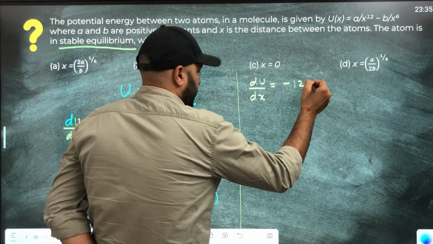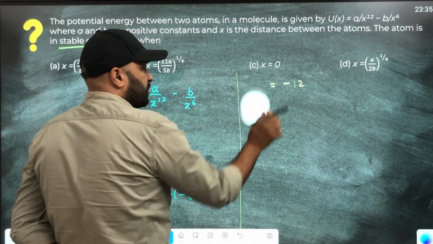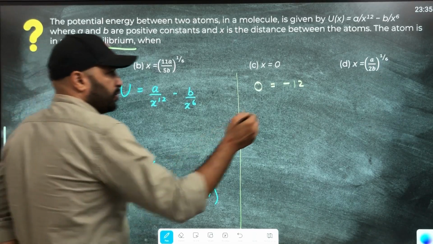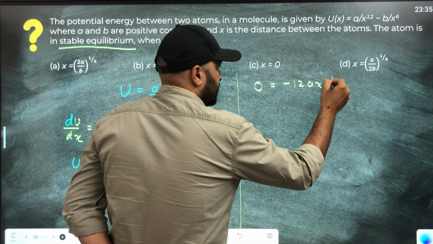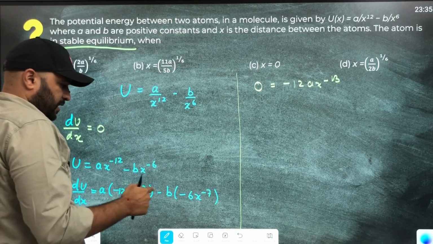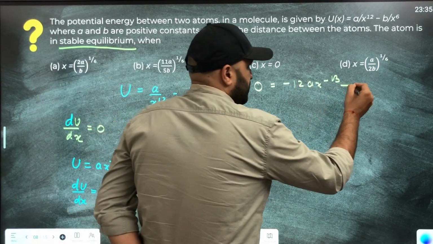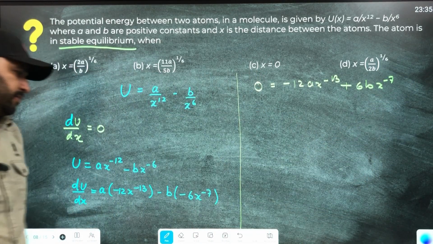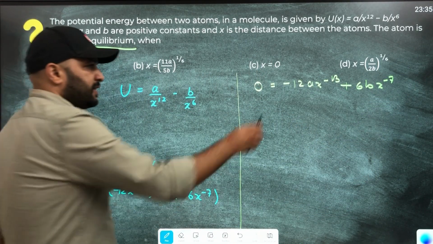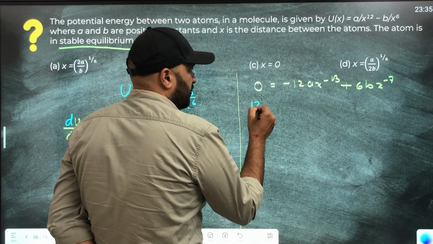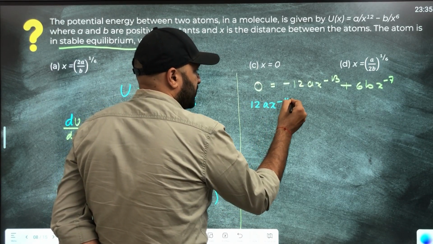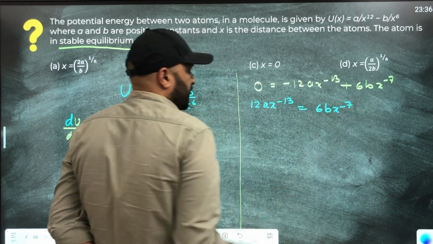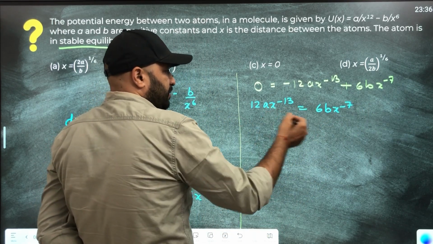dU by dx is nothing but 0, so it's 0 here, and minus 12 A x to the power minus 13. Be very careful with the signs. Minus minus plus 6B x to the power minus 7. I hope this is clear. Okay. Now let's take this negative part on this side. It will be 12 A x to the power minus 13, and this will be 6B x to the power minus 7. Let's take this that side.